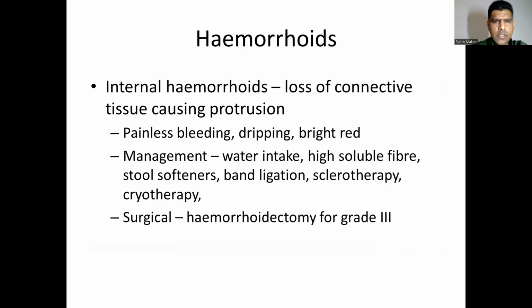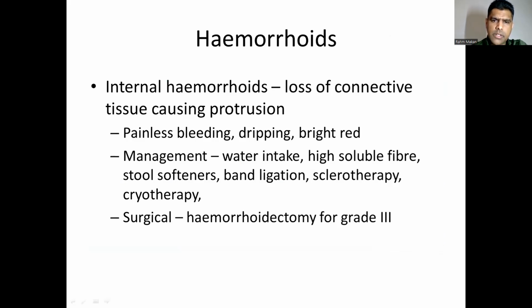Internal hemorrhoids are believed to be caused by loss of connective tissue. And that loss then causes the remaining tissue to protrude into the anal cavity. The symptoms patients typically present with is painless bleeding. They may complain of dripping of blood and bright red blood.